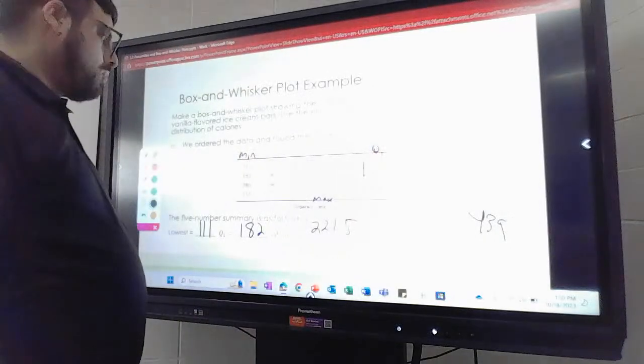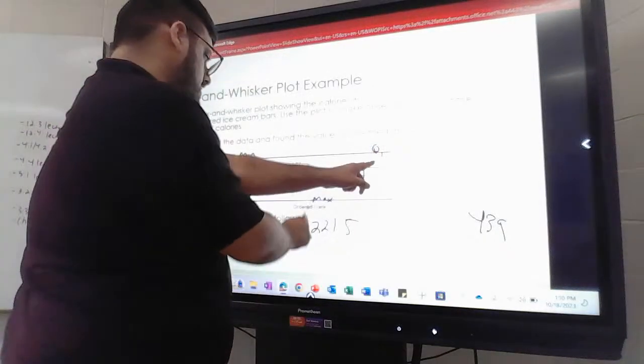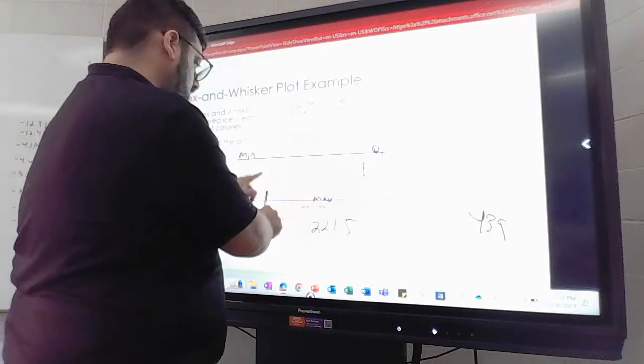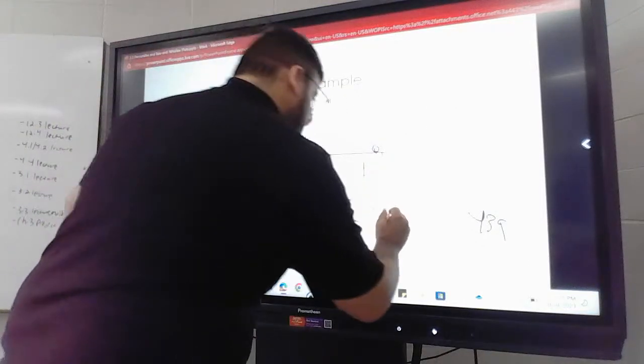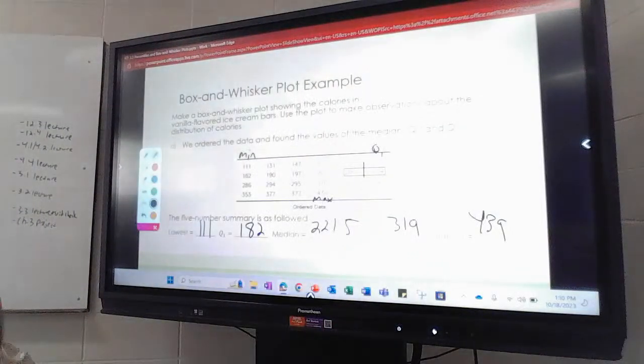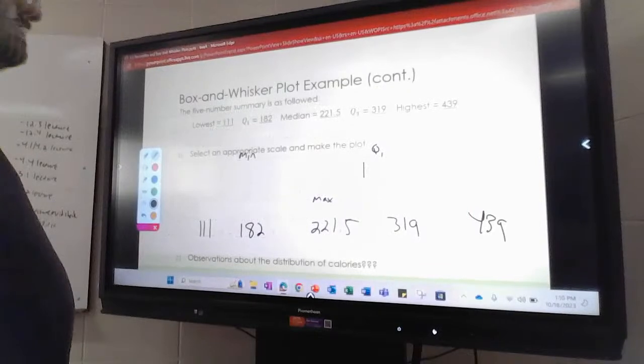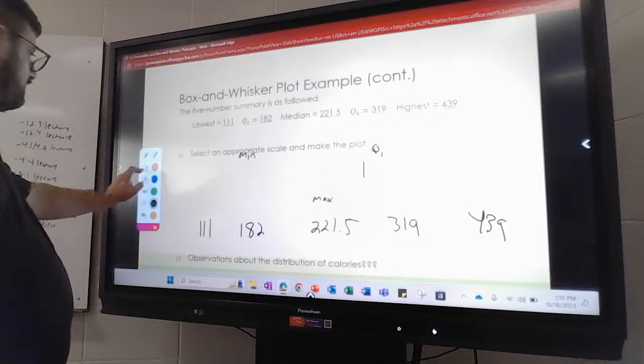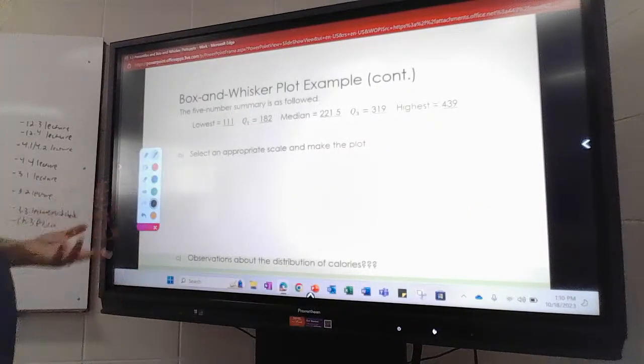Then we'll look for our third quartile. So I'm going to start here. And there we go, 319. All right, so there is my 5-number summary right here. This is my 5-number summary. So now we're going to draw our box and whisker plot.